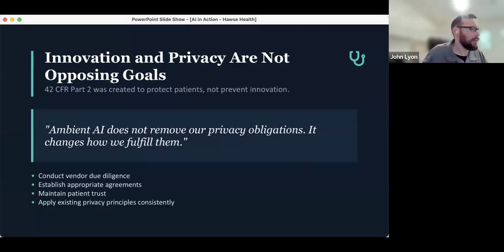Okay. All right. I'm going to go super quick, and I'm just going to try to touch on the part two stuff. The biggest thing is conduct your vendor due diligence. The same requirements are going to apply to any sort of ambient AI as would apply to EHRs, clearinghouses, anything else that you would be using.